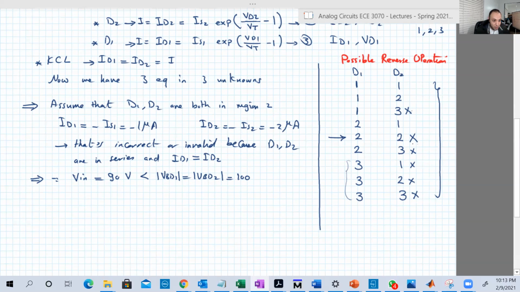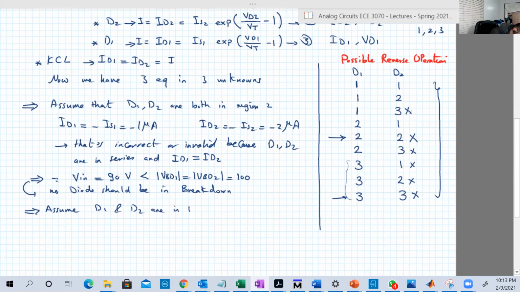To make you guys feel more comfortable, let's assume, for example, the last one. So let's continue this first. So no diode should be in breakdown. To make you guys more comfortable, let's assume one of them and see what's gonna happen. So assume that diode 1 and diode 2 are in breakdown.